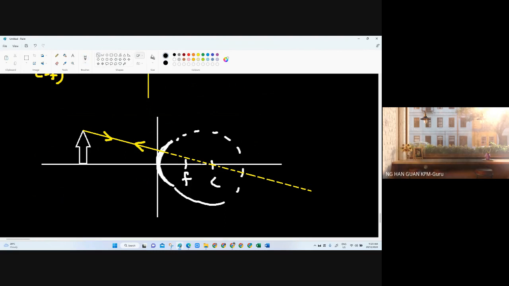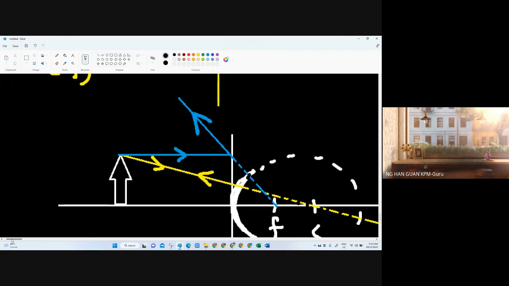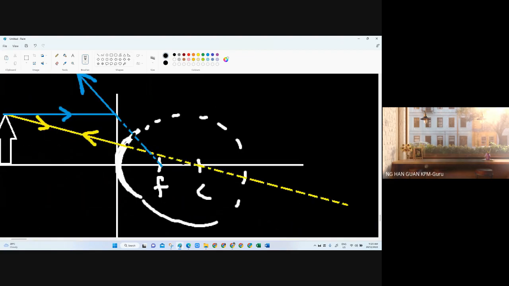Then the second line is still the same as just now: parallel with the principal axis toward the mirror. Afterward, it will be deflected as if from the F. So it will be like this. Hit the mirror, deflect, and then behind the mirror it will be the dotted line. Where they meet here, the deflected rays meet, forming the image. So the image is forming here. So here you are, the image.